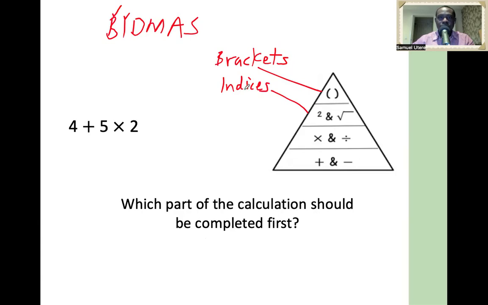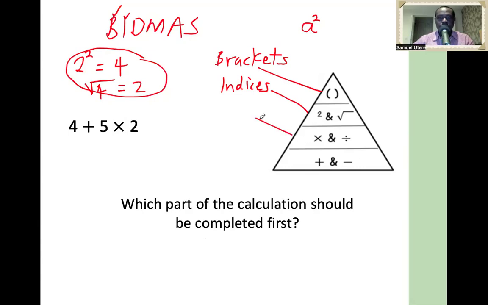Now, the inverse of indices is roots, which is this one here. Indices, if you remember one of our lessons, is when you have a little number on top of something. For example, 2 squared is 2 index 2. That's how you read it. That's equal to 4. The square root of 4 is 2. So these have the same order of operation in a calculation. If we have indices in a calculation, we have to do indices first before we do any of these.